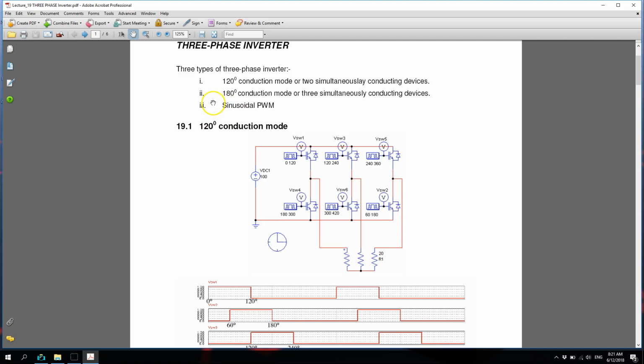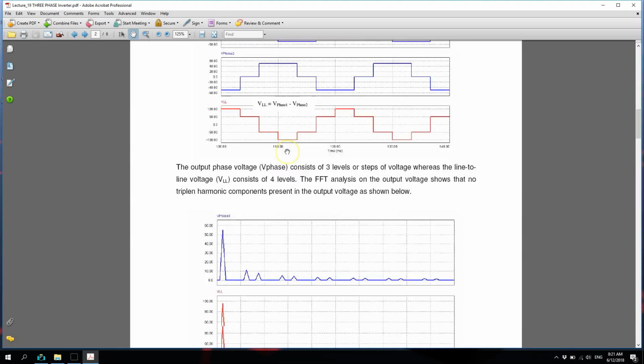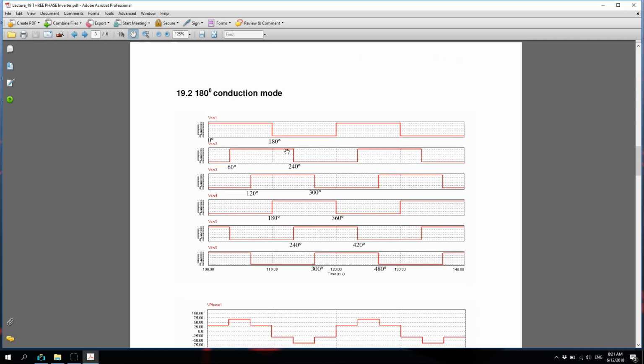Okay, we're going to proceed with the second type, which is the 180 degree conduction mode. And again, we have three simultaneously conducting devices, so we expect that at any particular time there are three devices conducting. Okay, so let's go through the second circuit, the 180 degree conduction mode. We still have the same circuit with the labeling of S1, S3, S5, S2, S4, S6, as I mentioned just now.